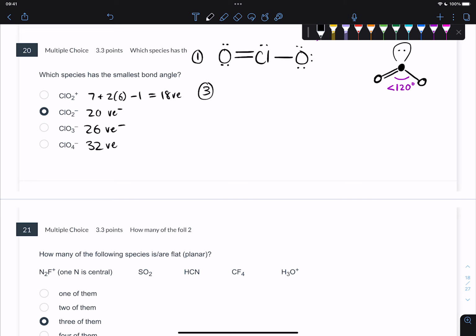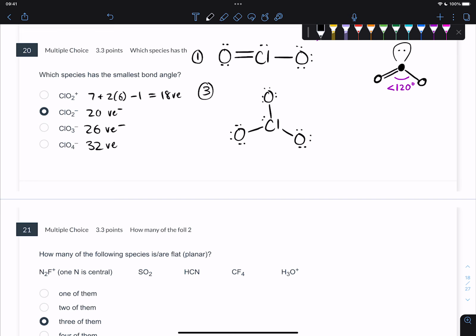ClO3. So we have 26 valence electrons to use. We have Cl, we have 3 O's we can pop around. Of our 26, we're going to use up 6 immediately to bond them, leaving us with 20. 1, 2, 3, 4, 5, 6, 7, 8, 9, 10, 11, 12, 13, 14, 15, 16, 17, 18, 19, 20.